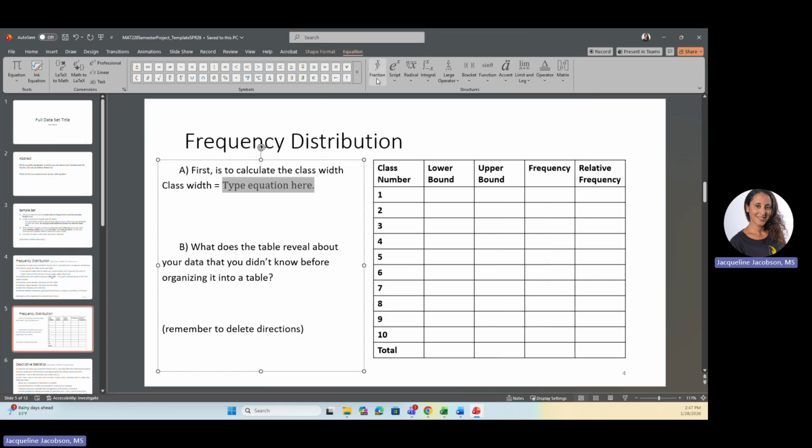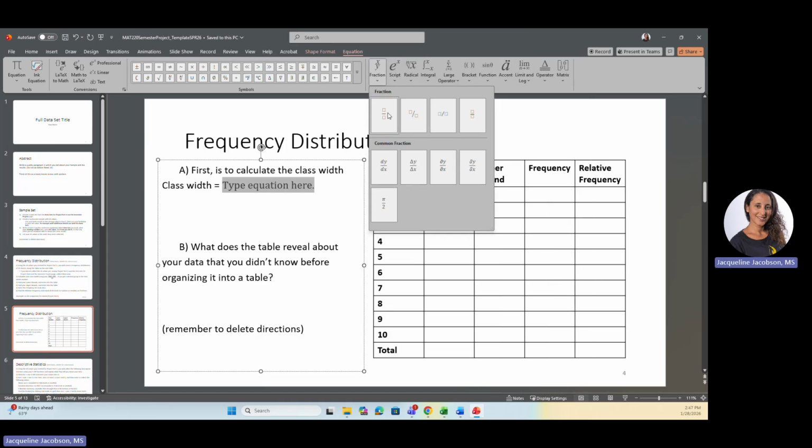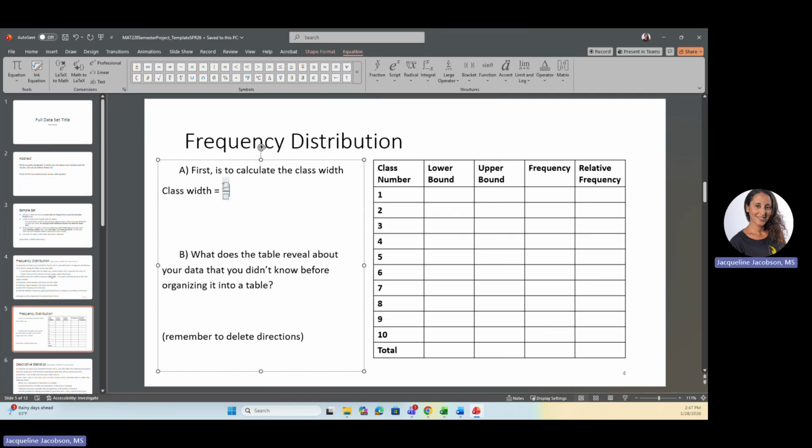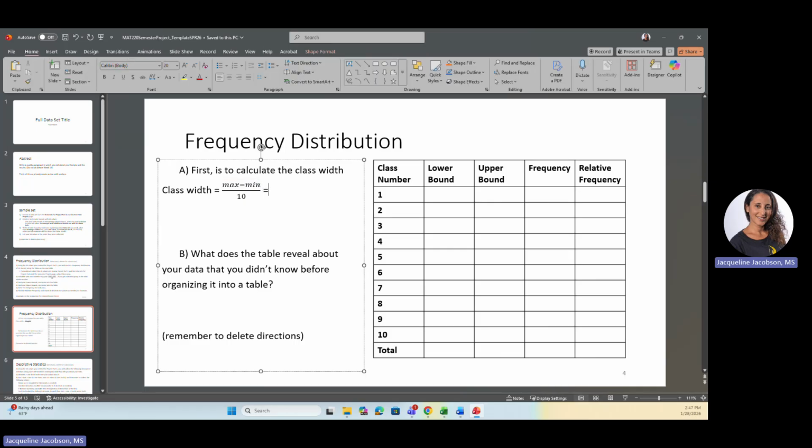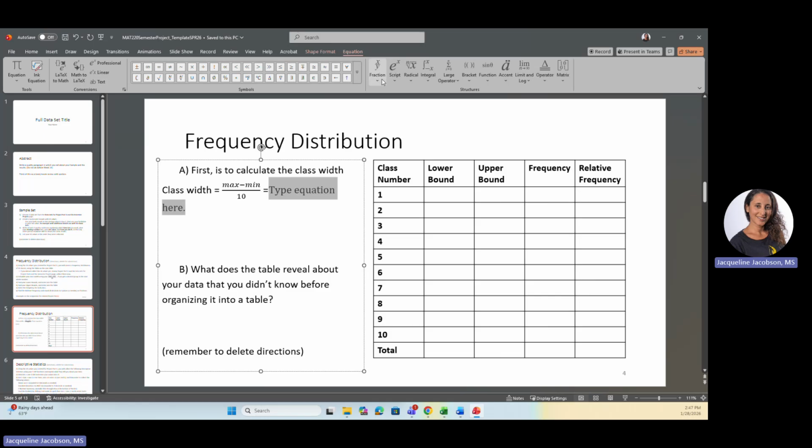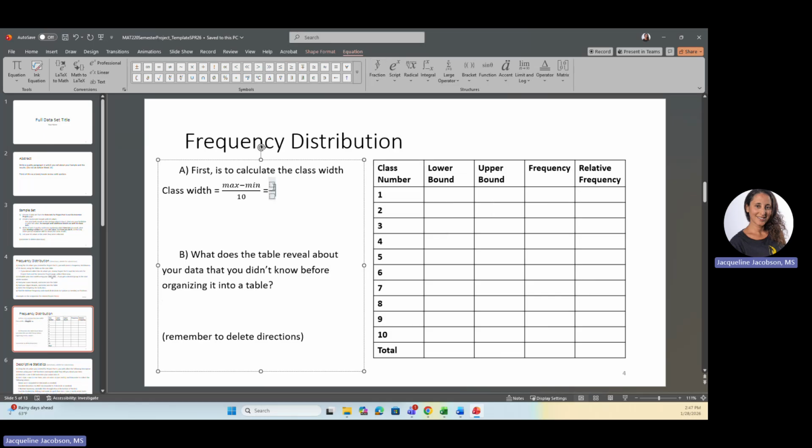For now, I'm just going to do the fraction. I just want a regular fraction. I have to click the box that I want to type in. Then I'm going to type max minus min. I'm going to type the bottom, 10. So I'm clicking around, showing how I'm calculating this class width, and I'm doing it such that it's very nice and neat and easy to follow.